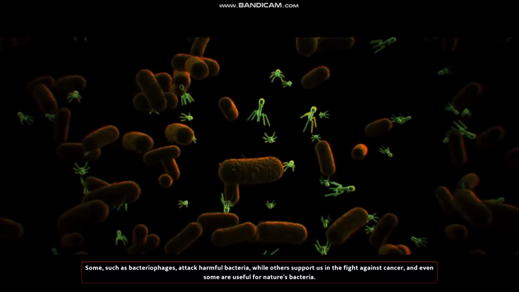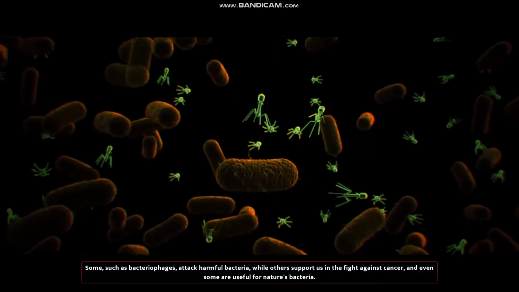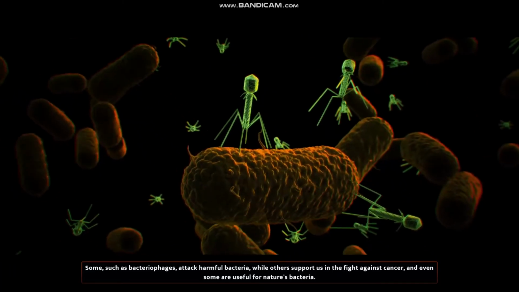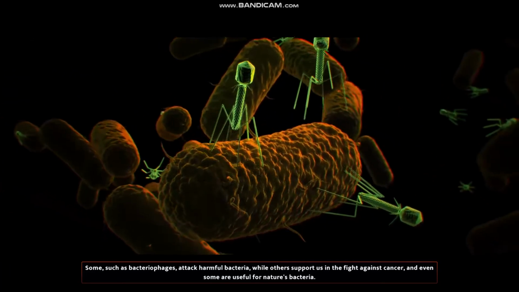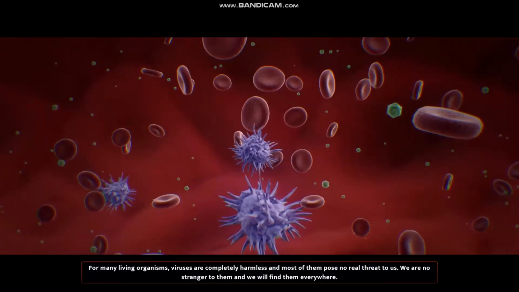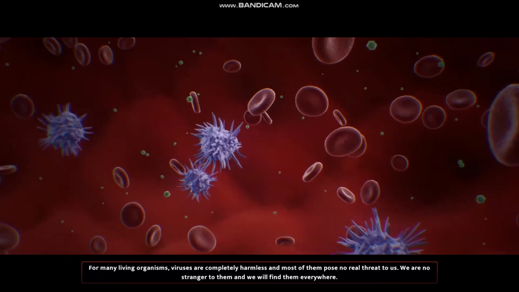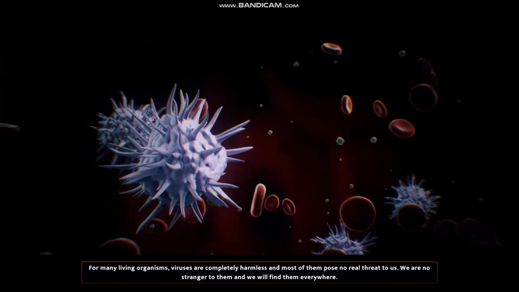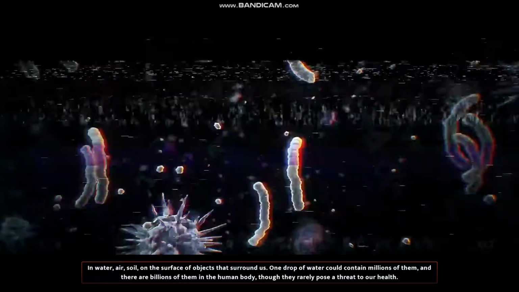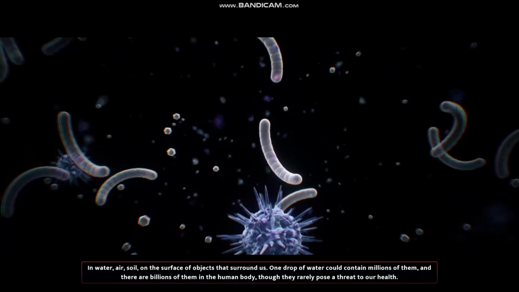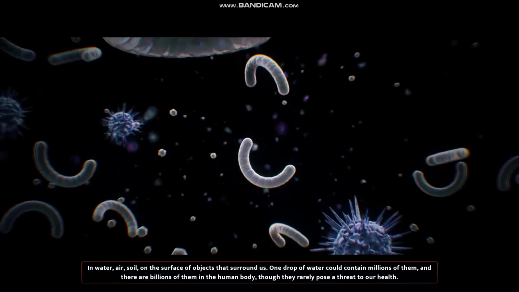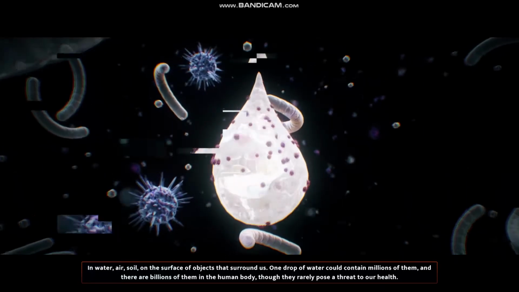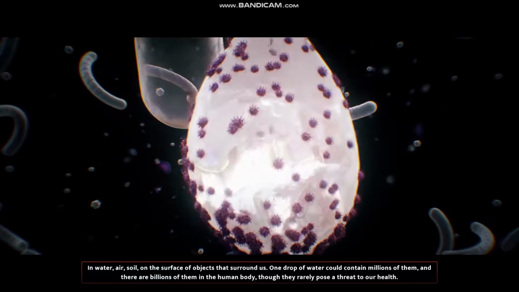Some, such as bacteriophages, attack harmful bacteria, while others support us in the fight against cancer. And even some are useful for nature's bacteria. For many living organisms, viruses are completely harmless, and most of them pose no real threat to us. We are no stranger to them, and we will find them everywhere, in water, air, soil, on the surface of objects that surround us. One drop of water could contain millions of them, and there are billions of them in the human body, though they rarely pose a threat to our health.